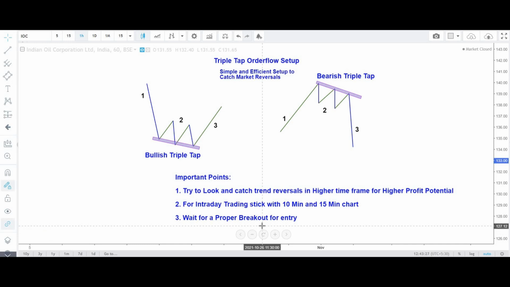Alright, so that's the triple tap order flow setup. It's a very simple and efficient price action setup to catch the market reversals.